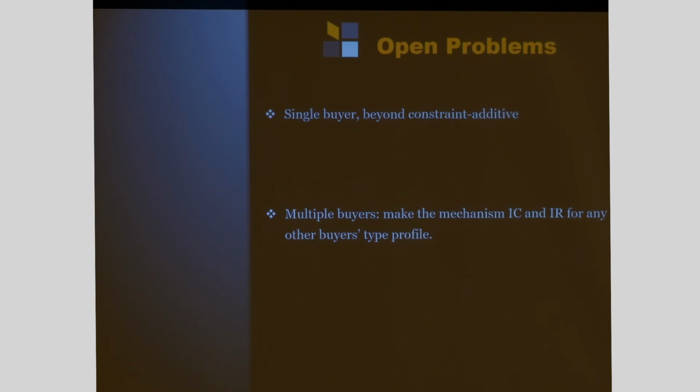Another direction is, for the multiple buyer case, how to make the mechanism truthful, that is, incentive compatible and individually rational for any other buyers' type profile. Because now our mechanism is only Bayesian incentive compatible and interim IR, because the buyer has to make the choice before seeing the T-minus-i. So that's all for my talk.